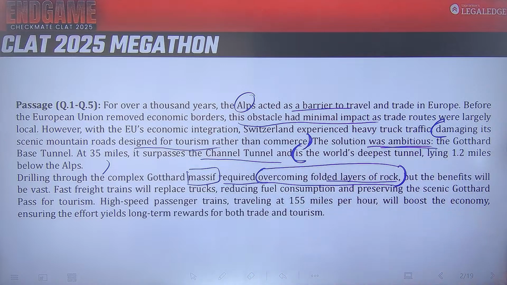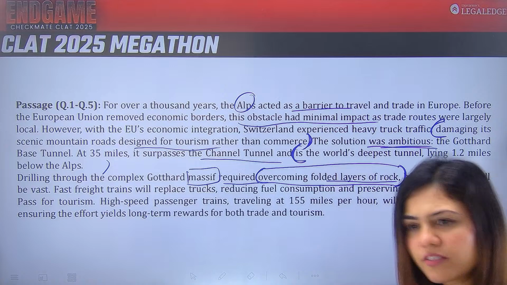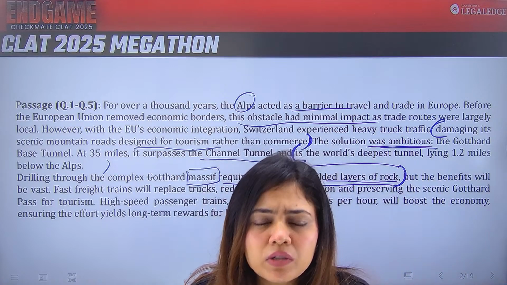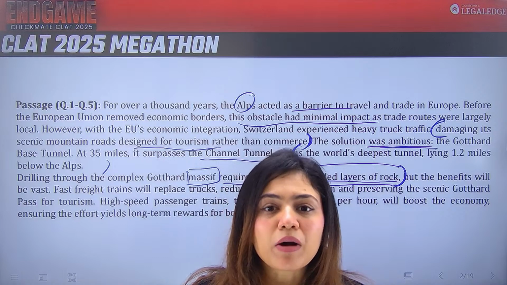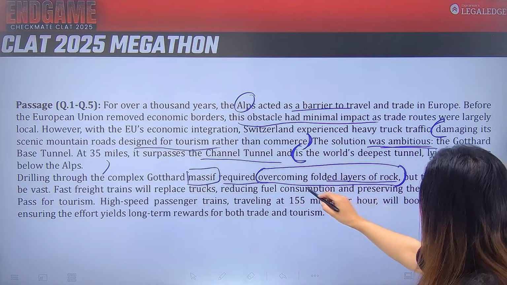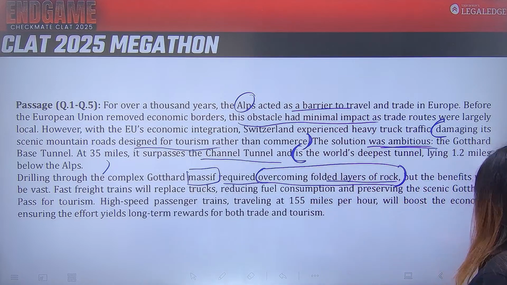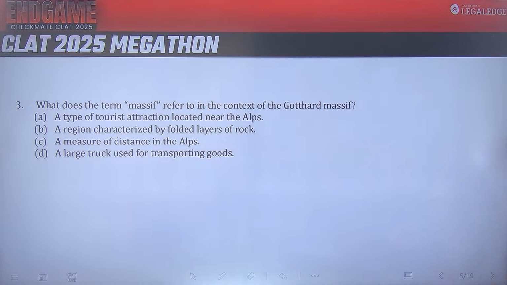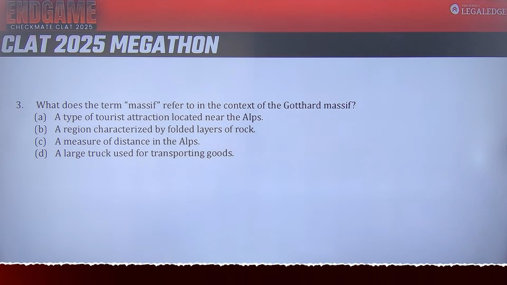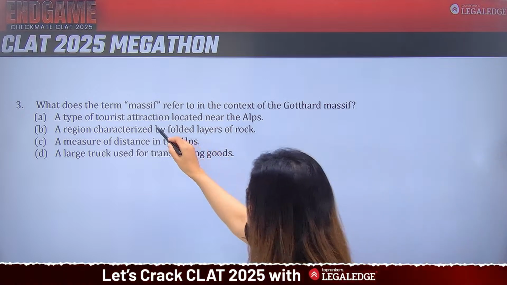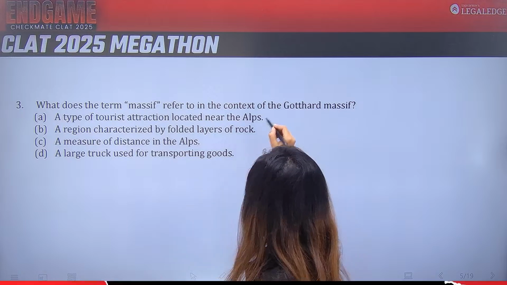बाय द वे अगर हम बात करें मैसिव की तो मैसिव का वैसे जनरली जो मीनिंग होता है वो होता है a compact group of mountains, and you already know कि mountains कैसे रहते हैं, they are very tough, right? तो यहाँ पे भी हमें इसी चीज को overcome करना था, and which also brings me to another one of the questions: what does the term massive refer to in the context of the Gotthard Massif? Does it mean that it is a type of tourist attraction? Then why do we have to overcome it?